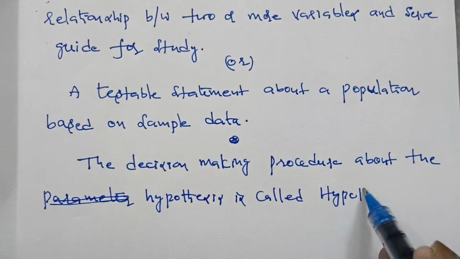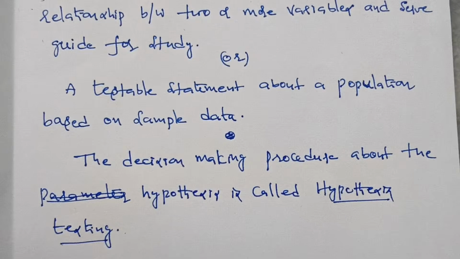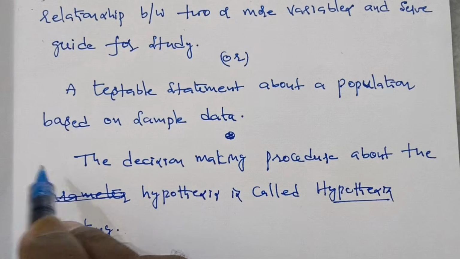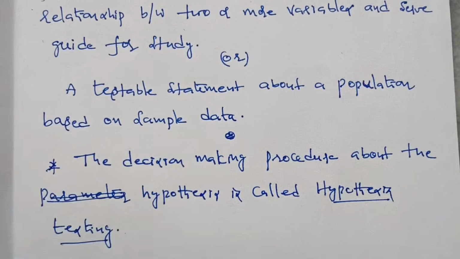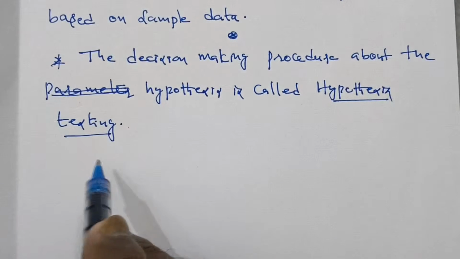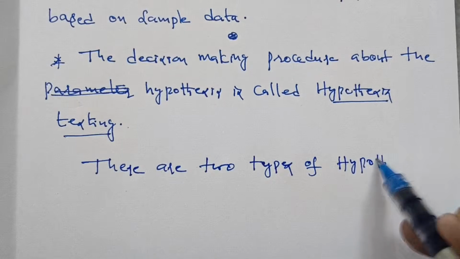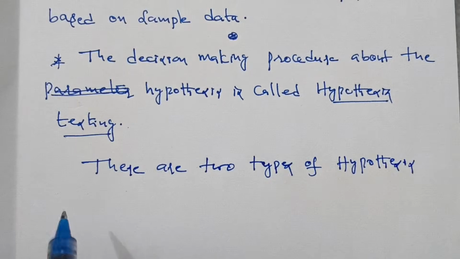The decision making procedure about the hypothesis is called hypothesis testing. What is hypothesis testing here? Decision making procedure about the hypothesis. Generally, hypothesis can also be known as assumption, theory, supposition. These are the similar words for hypothesis.